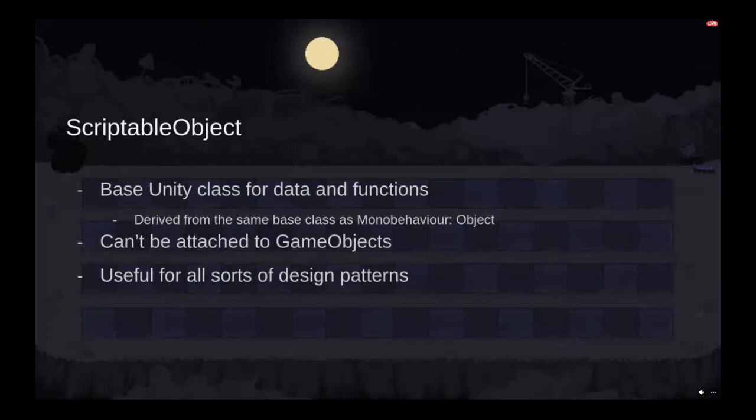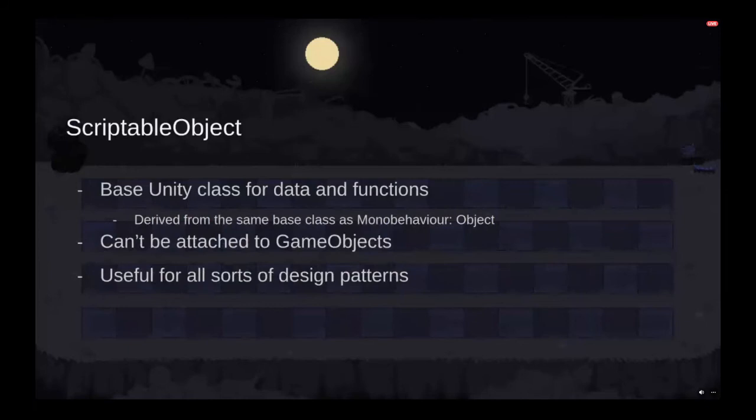It's derived from the same base class as MonoBehaviour. They both inherit from Object, which gives them some behaviors in common. You've probably used game object fields in a class, so you can do things with a game object variable. You can do things with a scriptable object variable, or you can just say Object, and you can drag any scriptable object or game object or MonoBehaviour into it.